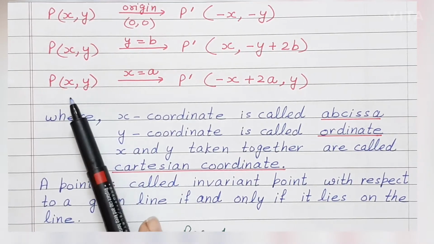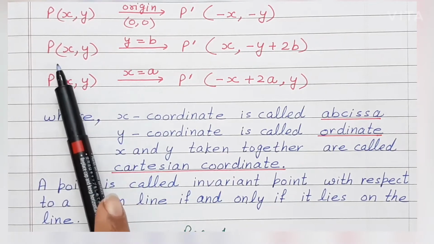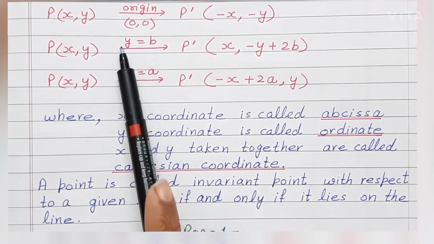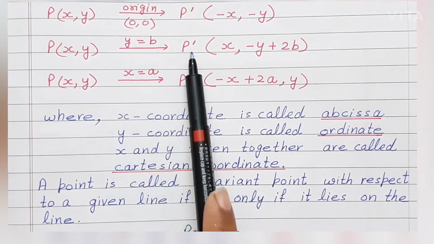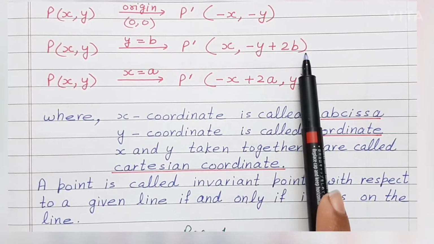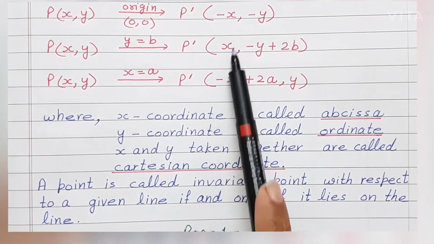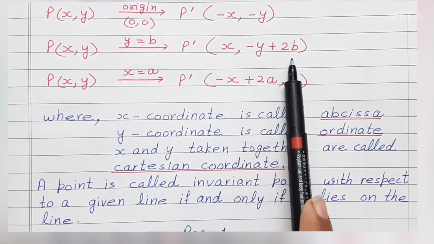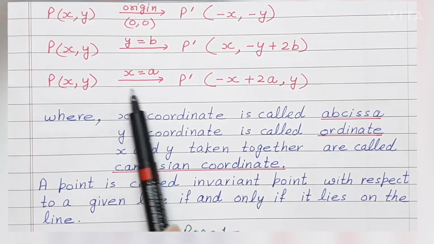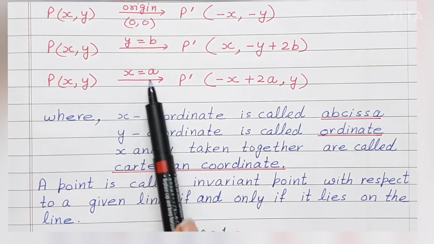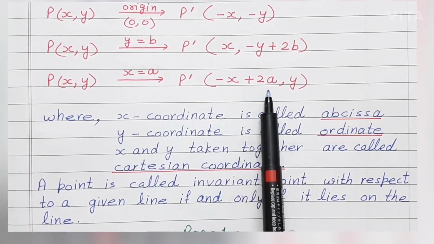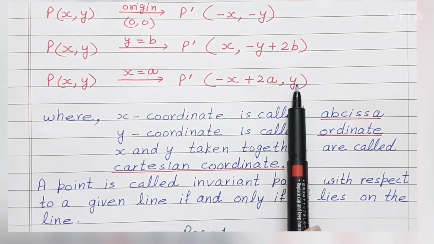Now the next is, if we reflect any coordinate under a line, suppose it is y is equal to b, then it will become minus y plus 2b, and x will remain the same as it is. Clear? Similarly, for P(x, y), if you reflect under x equal to a, it will become minus x plus 2a, and y will remain the same.